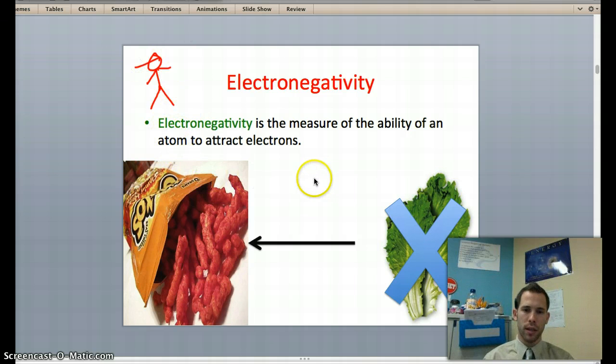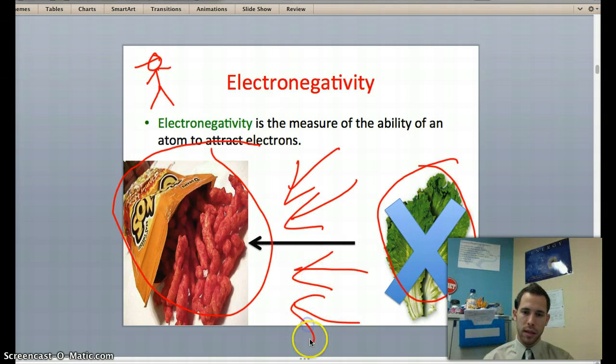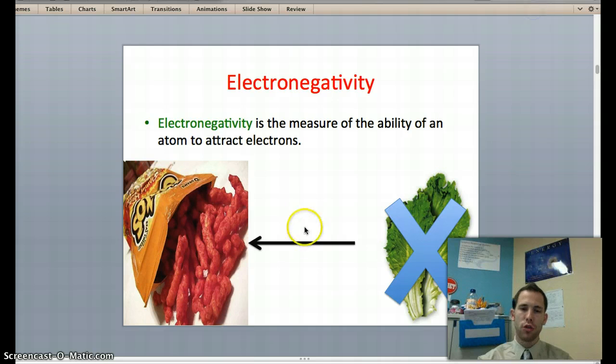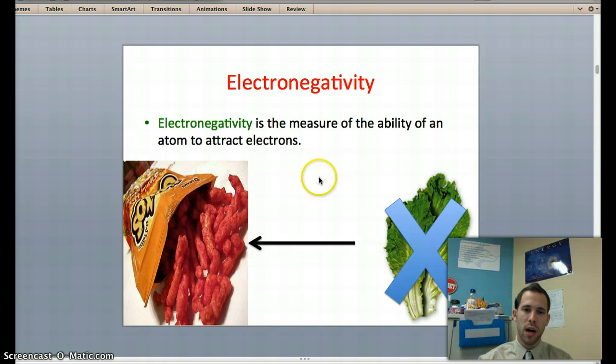Now, if I brought a student to the front of the room and said, which are you more attracted to, the Flamin' Hot Cheetos or the stick of lettuce? Which do you think they would say? My guess is you're going to pick the Flamin' Hot Cheetos. The Flamin' Hot Cheetos have a much greater ability to attract students than lettuce does. In the same way, really strong elements are much more inclined to attract electrons than really weak elements. And we're going to talk about what it looks like right now.